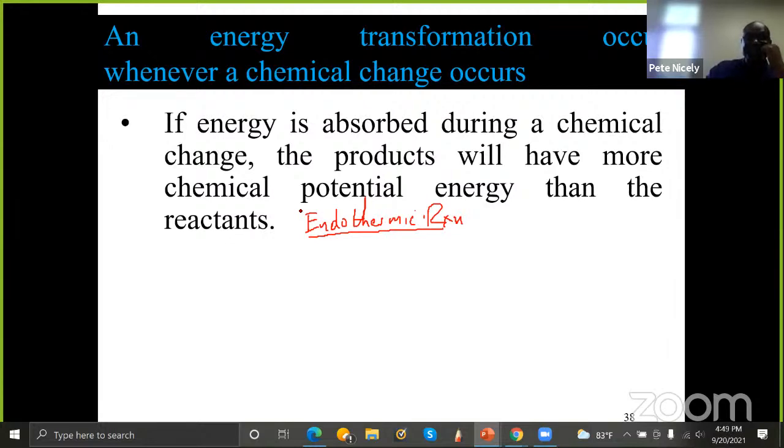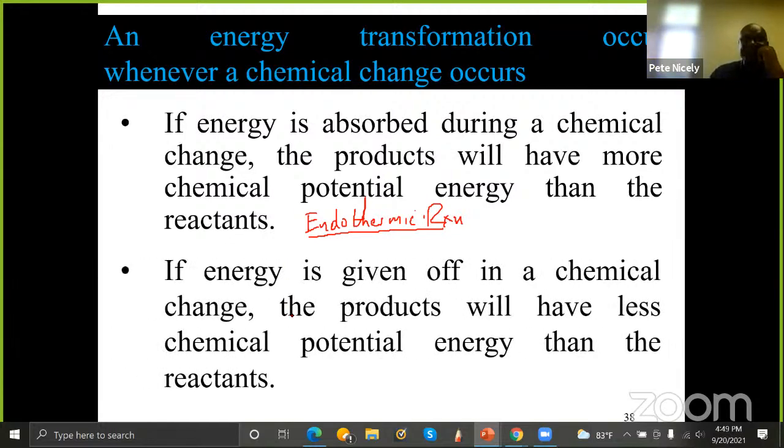And then the opposite of endothermic is exothermic, where energy is given off, and as a result, the products will have less energy compared to the reactants. So we call this an exothermic reaction. All right. Okay. So that's the difference between these two.